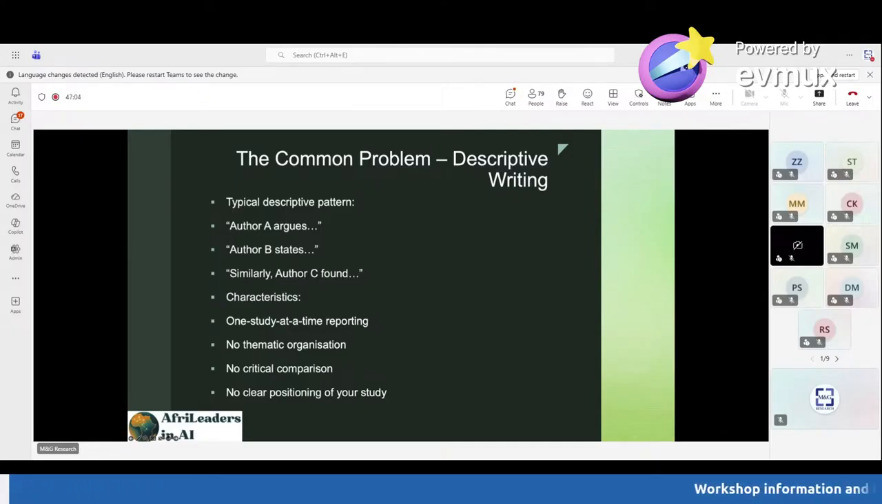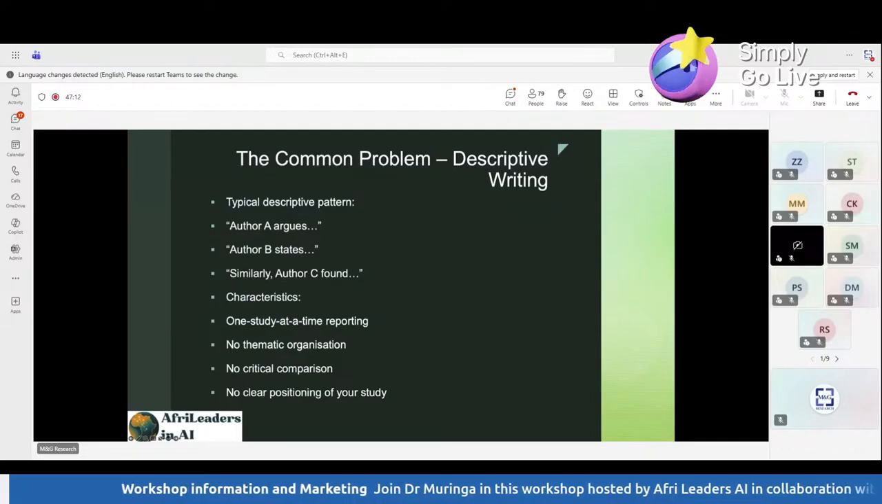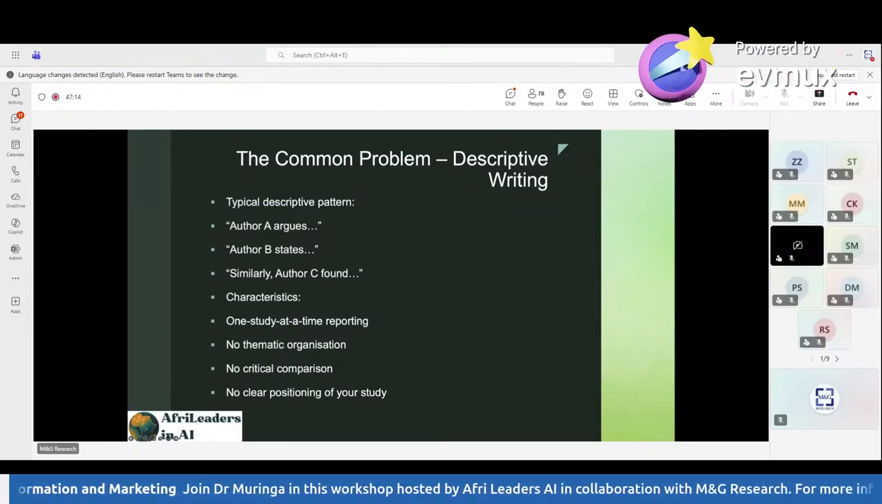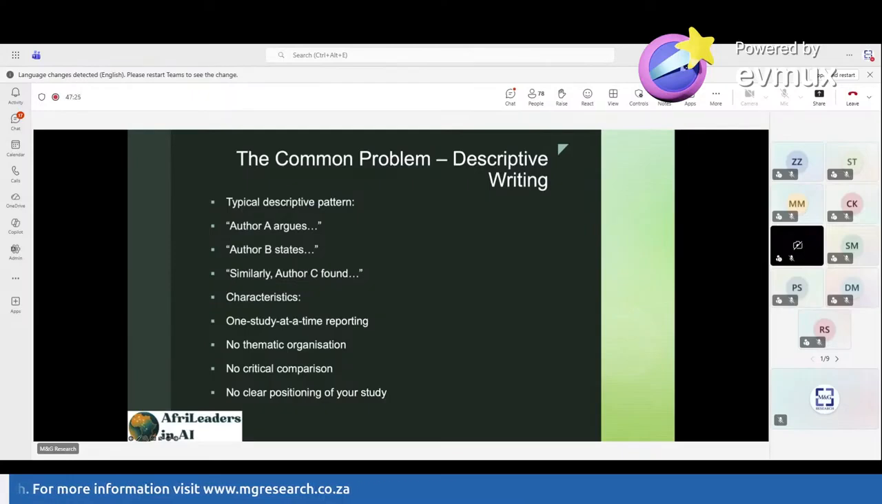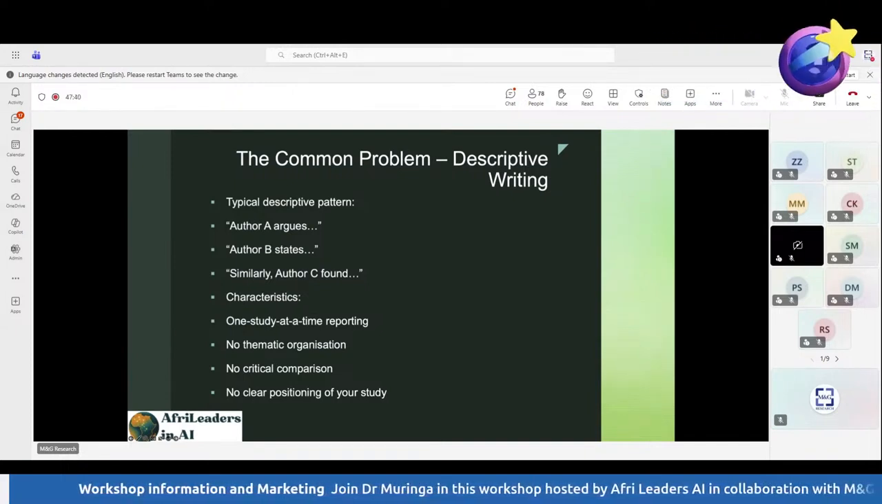Then the student begins to unwind author A in their study: this is what they found, these are the findings, these were the methodologies used, these are the theories used. So you have chunks of paragraphs in the dissertation, each paragraph focusing on a specific author and what they found, right? So they're looking at it on a study per study basis. As a result, you'd find that there's no thematic organization, there's no critical comparison of what these studies are. They are not synthesized or integrated at the end.